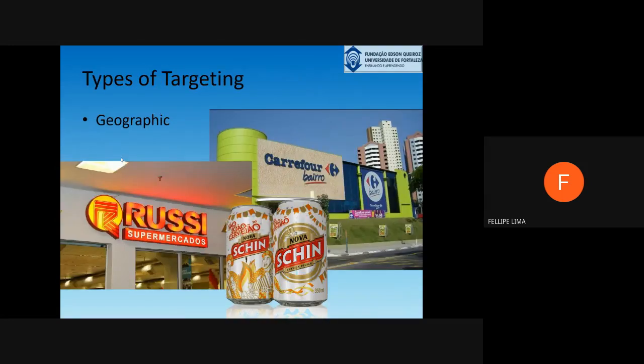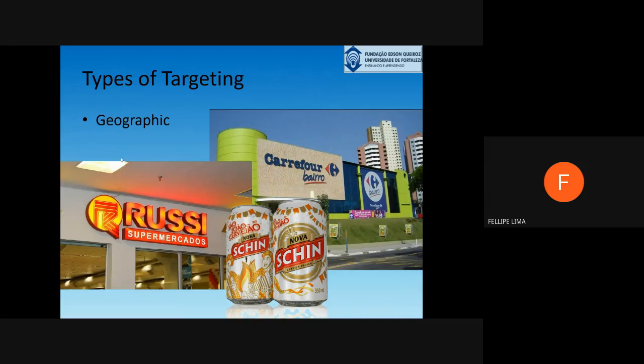The kinds of market segmentation, the types of targeting that you can do when you are making a study for a new marketing campaign. The geographic, thinking small, in one city: Carrefour Bairro, Carrefour neighborhood. It's a Carrefour in each neighborhood of the city, and the kind of products that Carrefour is going to sell changes from one Carrefour to another, because it's thinking about the segmentation of marketing and what kind of buyer it has in that neighborhood compared to the other neighborhood.